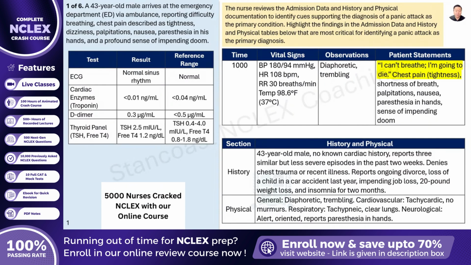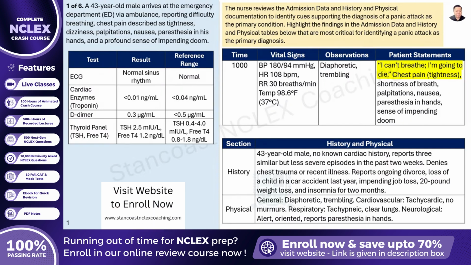muscle tension or hyperventilation, and the DSM-5 includes chest discomfort as a somatic symptom of anxiety. Now, in this case, the normal ECG and troponin help rule out myocardial infarction and confirm that the chest pain is part of the panic episode, not a cardiac emergency.